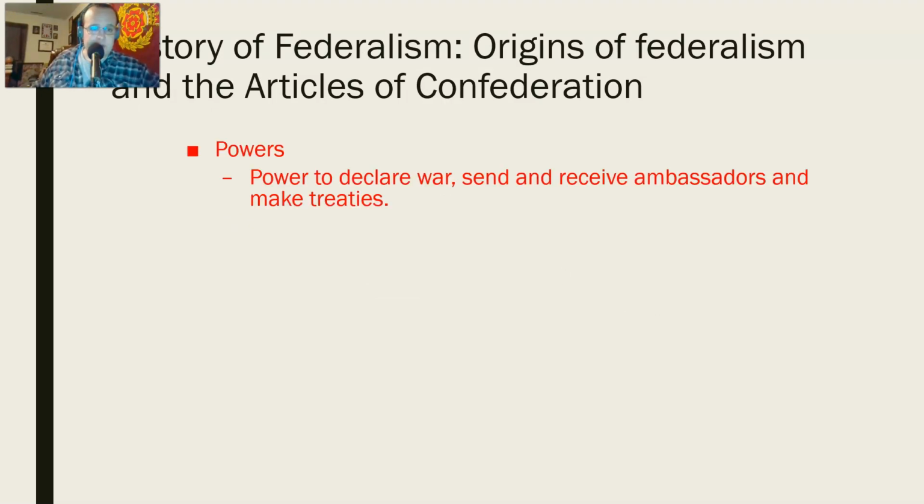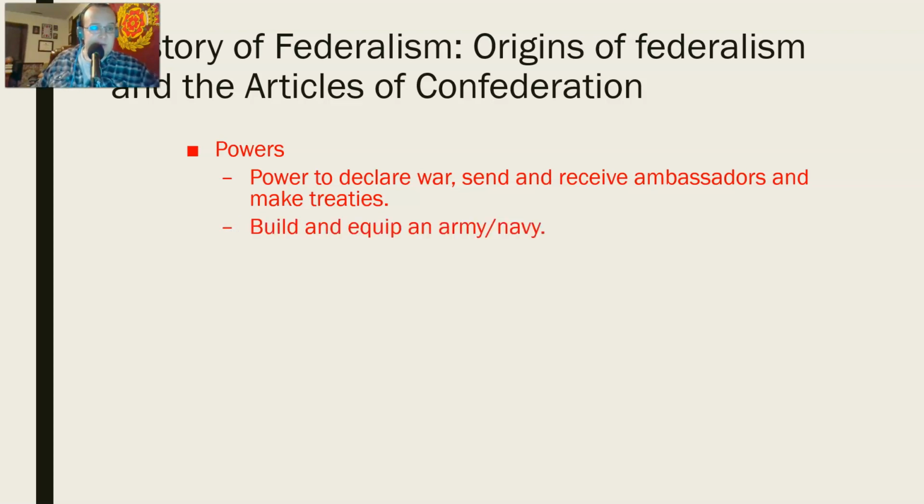So the powers that were granted, and I'll mention it again for the last time, if the font is somehow differentiated, like you see the powers here are in red, that might show up on a test, hint, hint. So they had the power to declare war. They had the power to send and receive ambassadors. They had the power to make treaties in this federal government under the Articles of Confederation.